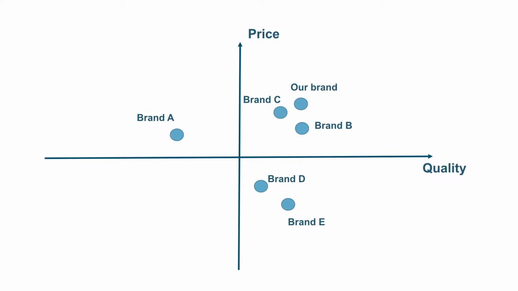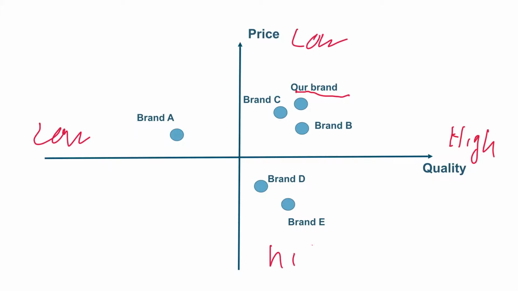We have our brand, which is right here. And then we have the competition. We have brand A, B, C, D, and E. And we have quality, which obviously this will be high and this will be low. And then we have price, which this will be low and this will be high, because basically we want to make sure that our price is lower than competition.